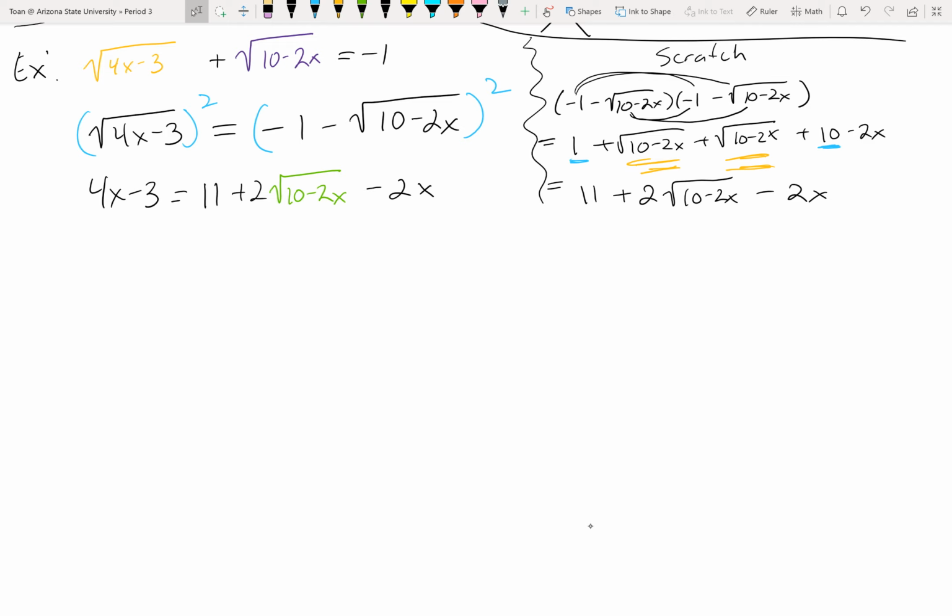So that tells us we need to get rid of the 11, get rid of the 2, get rid of the negative 2x. It doesn't really matter what order we do it in. So let's subtract 11 from both sides. Let's add the 2x over to both sides.